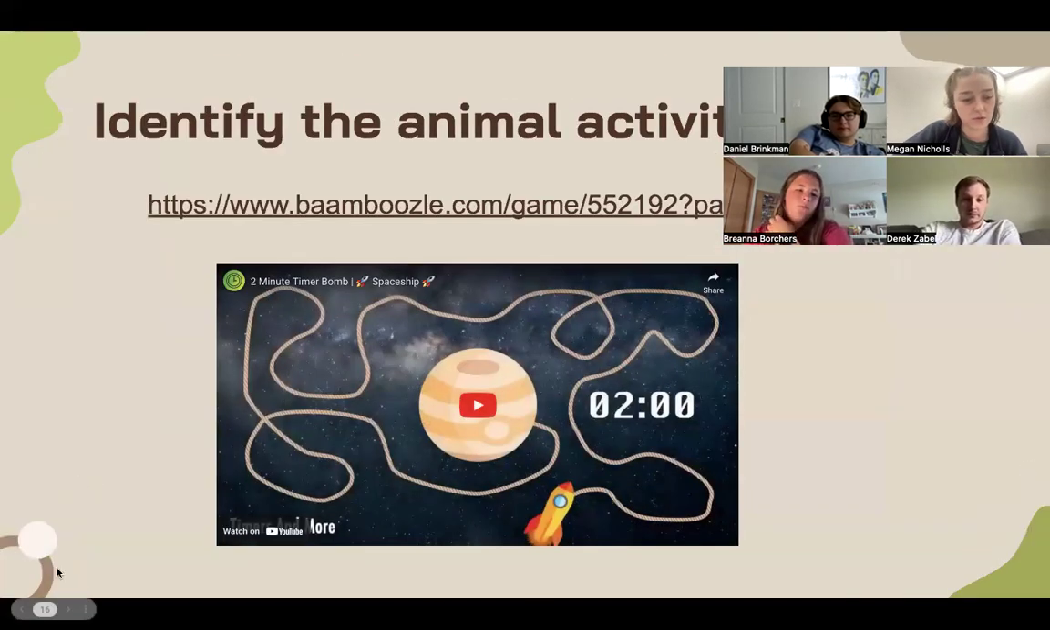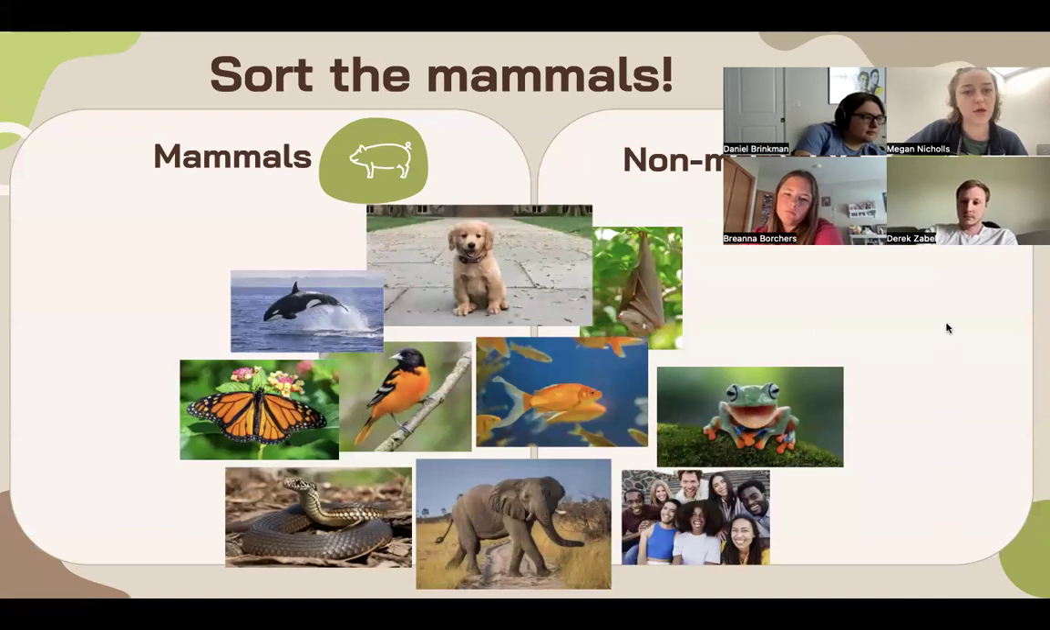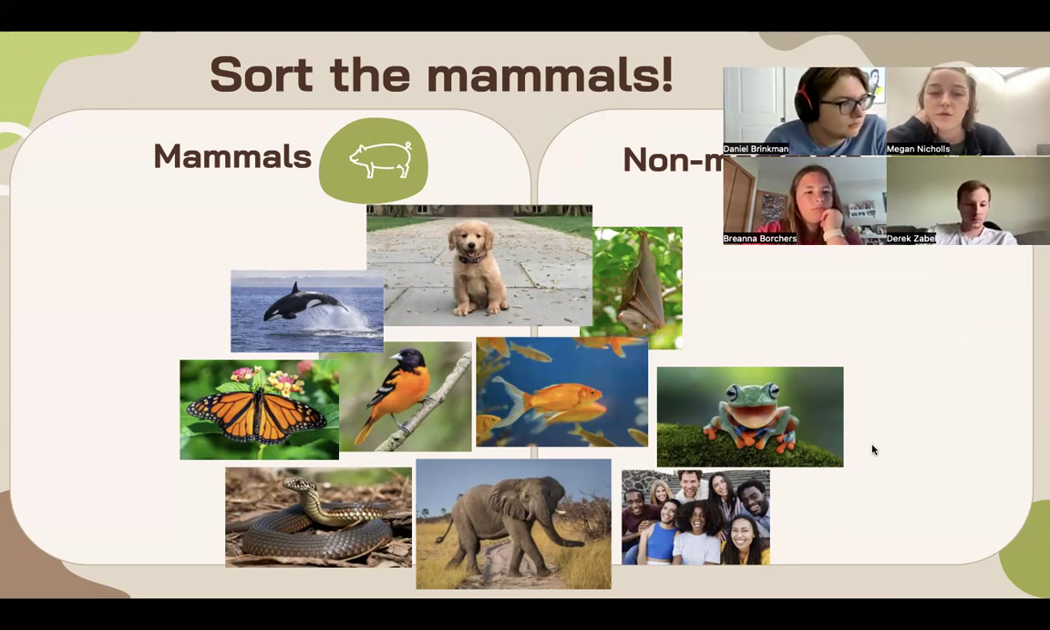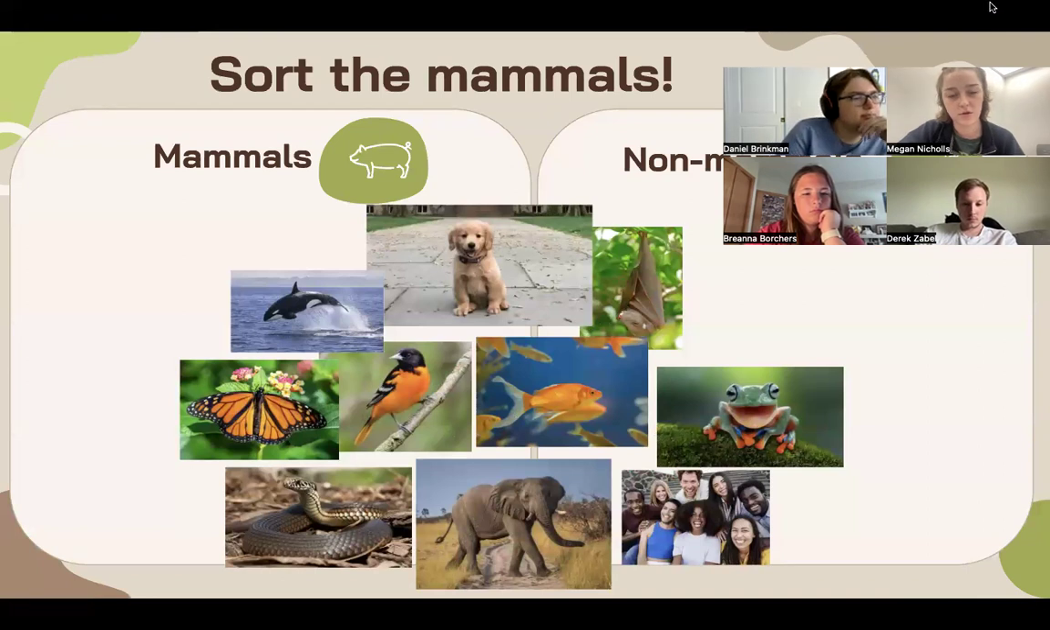Okay, whoops. I skipped it. Okay, so this is where you guys will use your copy. You guys can go in there and sort the animals that I have here. And then we'll talk about a few of them and how they relate to the characteristics. Like, how did you guys know that it was a mammal or not a mammal? 3 minutes, by the way.